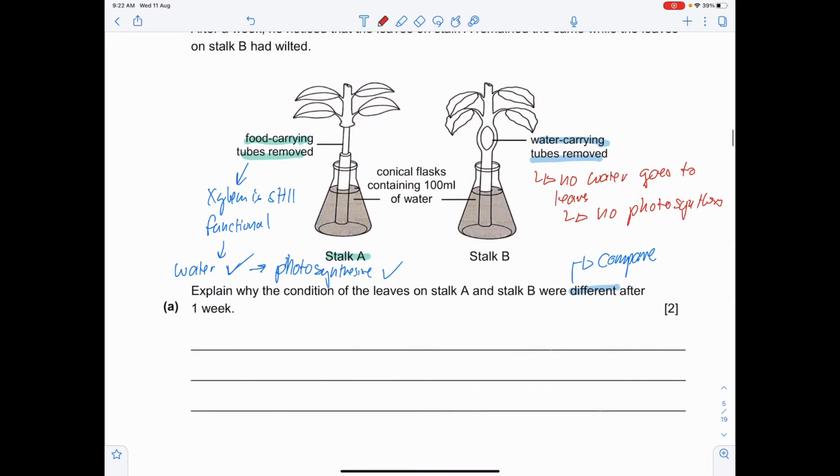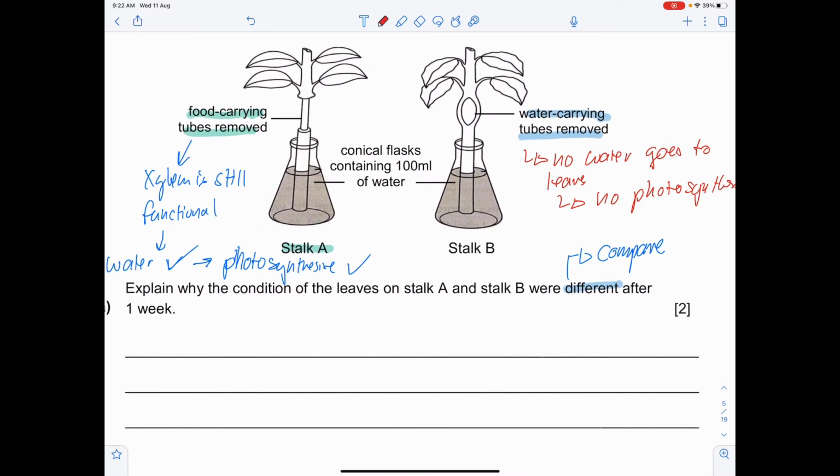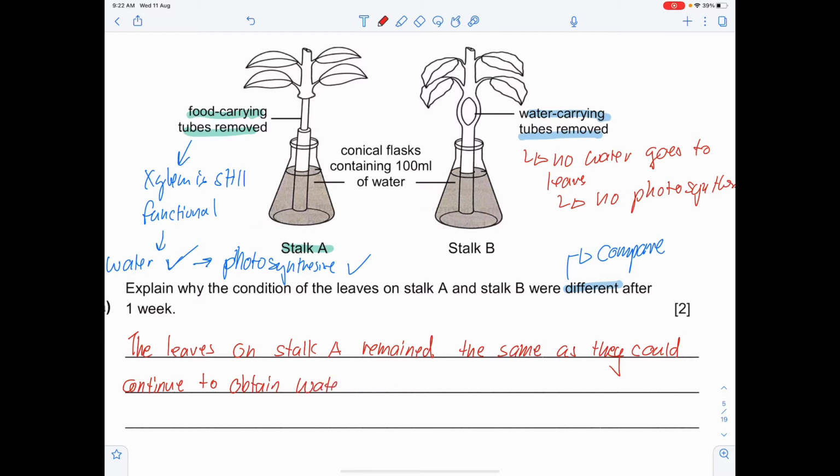Okay? So how would the answer be crafted? So we say that the leaves on stalk A remain the same as they could continue to obtain water via the xylem for photosynthesis.